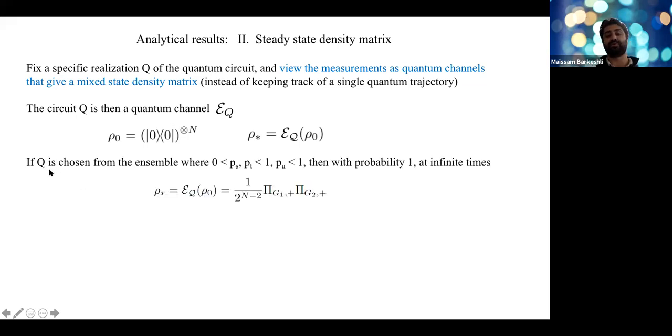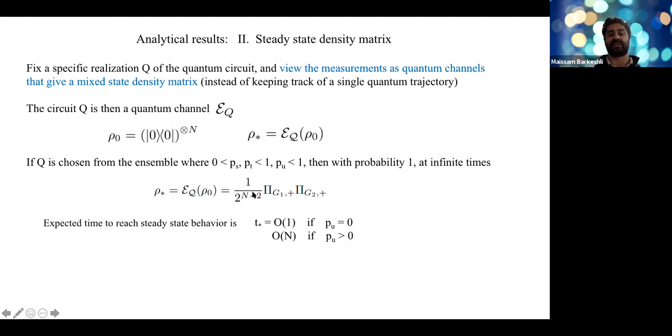And what you can prove is that if Q is chosen from an ensemble where these probabilities are between 0 and 1, PU is less than 1, then you can show that with probability 1 at infinite time, you're going to get to completely maximally mixed states. Here, these are projectors onto the +1 eigenspace of the symmetry operators, but that's it. Within this subspace, they just look like the identity. So this thing just becomes completely maximally mixed within this particular eigenspace of the symmetry operators.